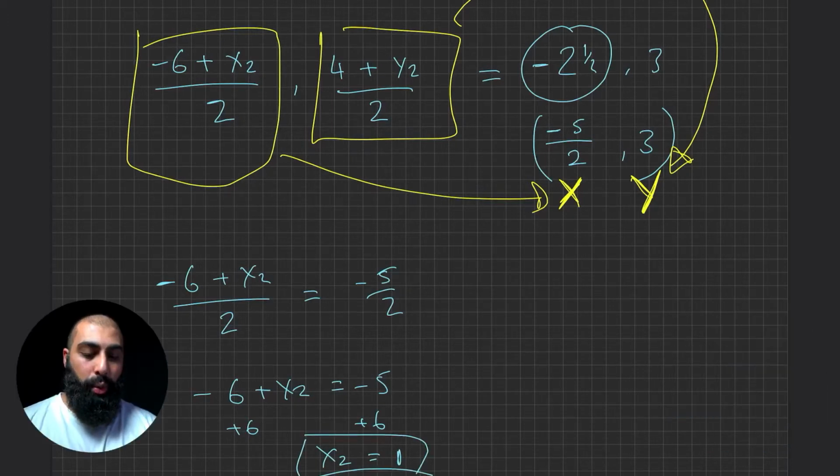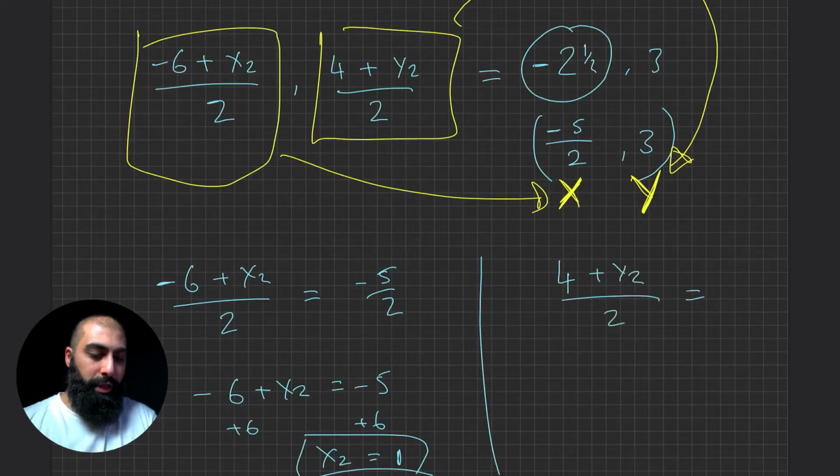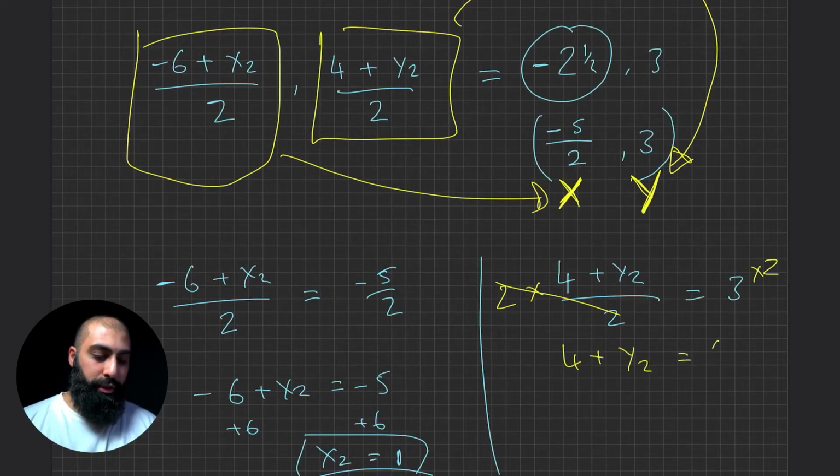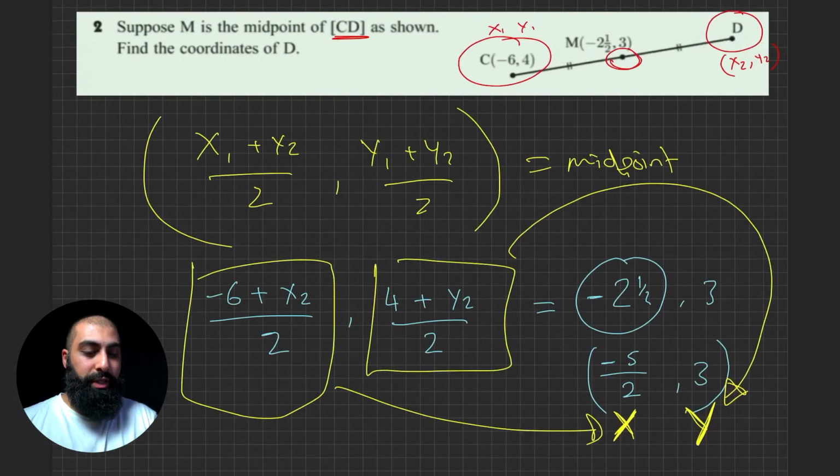So now let's find out what y is. So for y2, I'm going to have 4 plus y2 over 2 is equal to 3. So what I can do here is multiply the left side by 2 and the right side by 2. That's going to allow me to cancel out the 2 on the left-hand side. That gives me 4 plus y2 is equal to 6. And then here, if I minus 4 and minus 4, I end up getting y2 is equal to 2. Okay, y2 is equal to 2. So to answer the original question, the coordinates of D would be (1, 2).